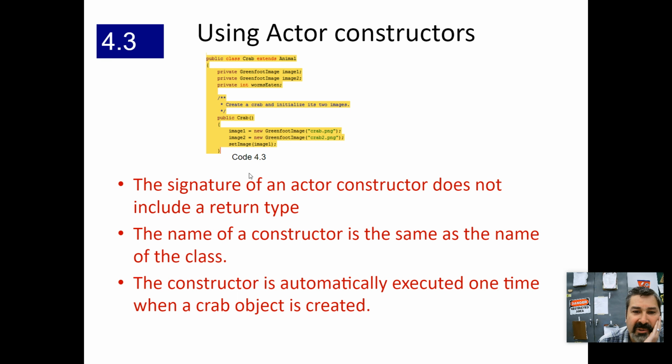The name of the constructor is the same as the class. The constructor is automatically executed one time when the crab object is created. So this method, everything between here and here, runs one time right at the beginning and helps build the crab. Okay, write that in your notes on line paper.